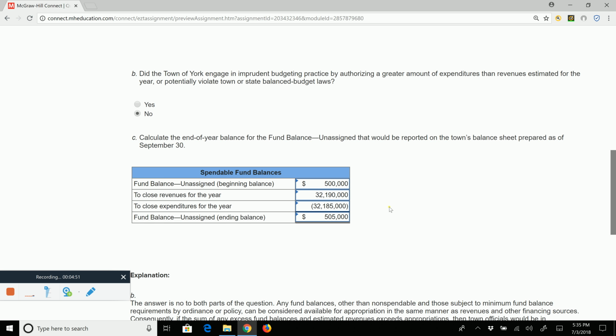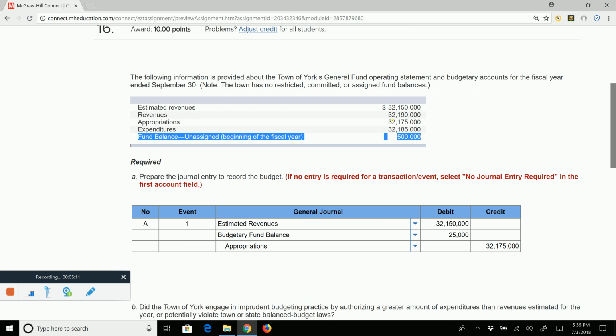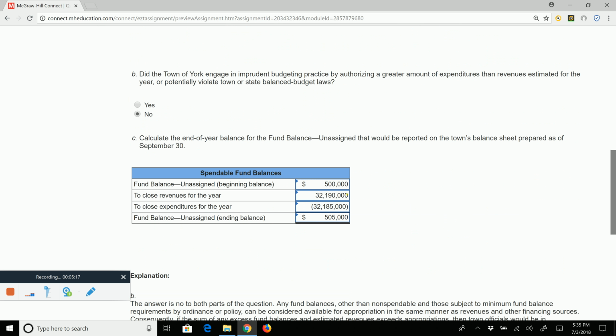Everything is good. And what is the end of year fund balance? Well, we're basically going to roll forward the fund balance from $500,000, the beginning of year number. We're going to add in the regular, or the revenues, not the budget for the revenues, but the actual revenues, $32,190,000. Let me come back up here and you'll see it. And then we're going to subtract out the actual expenditures, $32,185,000. And so your ending fund balance will be $505,000.